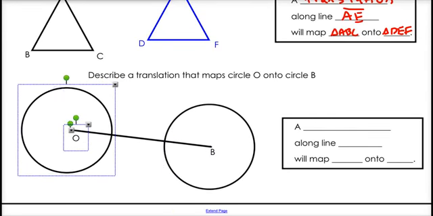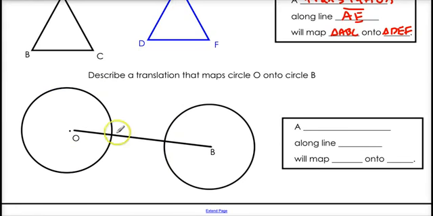Beautiful. So if we want to map circle O onto circle B, it's going to be a translation along the line OB. Those are our 2 points. Okay, OB, draw the line. We'll map circle O onto circle B. All right. Actually, that's not a way to do it. You actually have to write circle. I just have time. So circle O onto circle B.